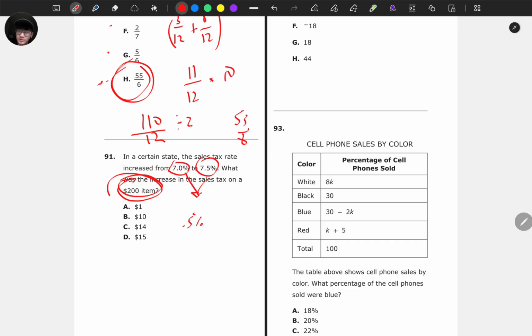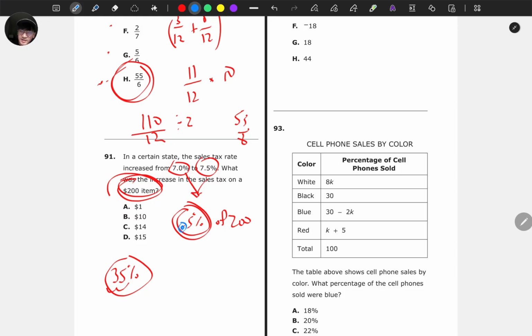So that means that the total increase in sales tax is just 0.5% of 200, right? And now you just got to change what this means, 0.5%, into a legitimate decimal. I think teachers usually teach it like this: when you have percents and you want to change this into a decimal, you move the decimal 2 spaces to the left. So you're going to do the same thing here.